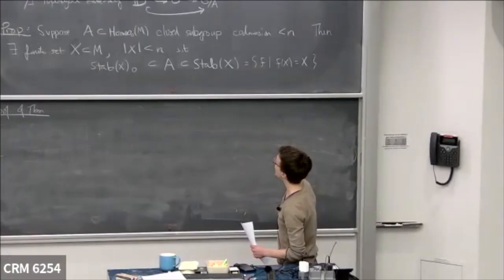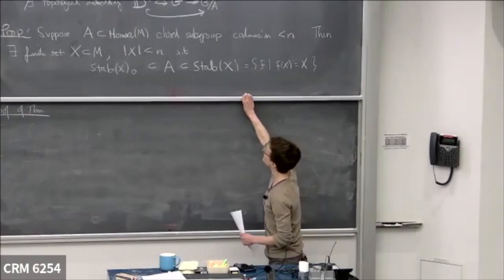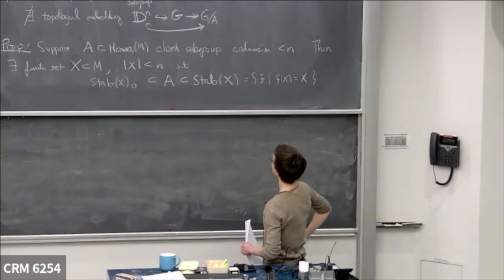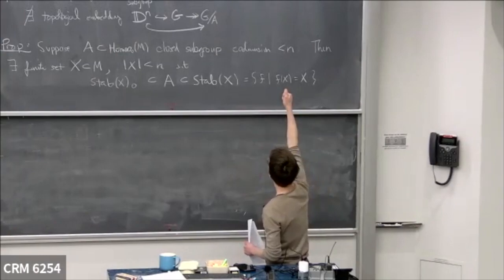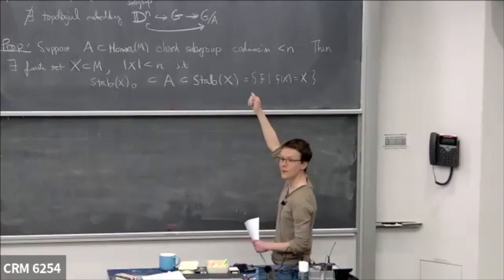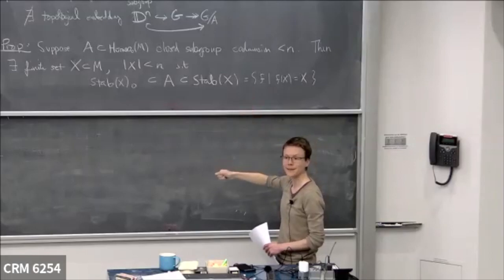What does it say for n equal to 1? Let's see. Codimension less than 1 means that I can't embed an interval into here, and A is a closed subgroup, so I should probably do the whole thing, I guess, is what's going to happen.